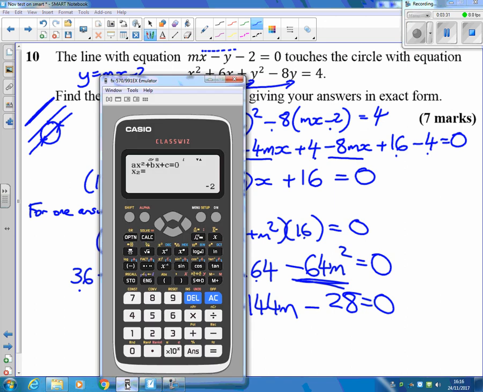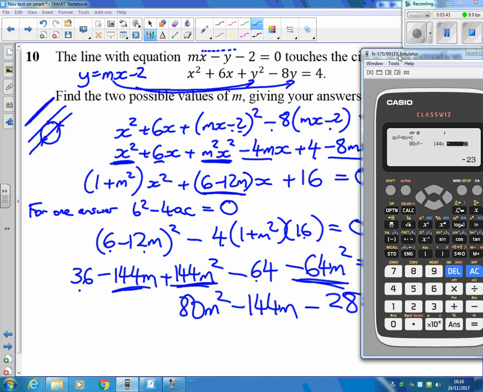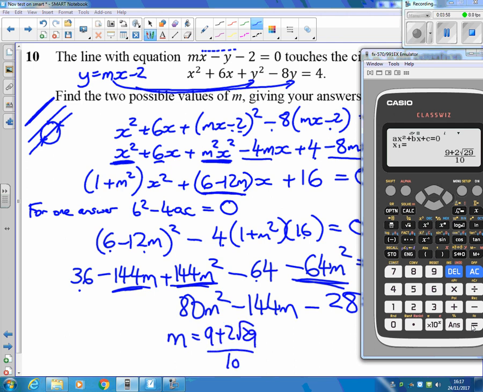Quadratic. Here's my quadratic solver. I've got 80 here, then minus 144, and finally, what was that underneath there? Minus 28. Giving me an answer of, that's horrible, so m is equal to 9 plus 2 root 29 over 10, or obviously 9 minus 2 root 29 over 10.